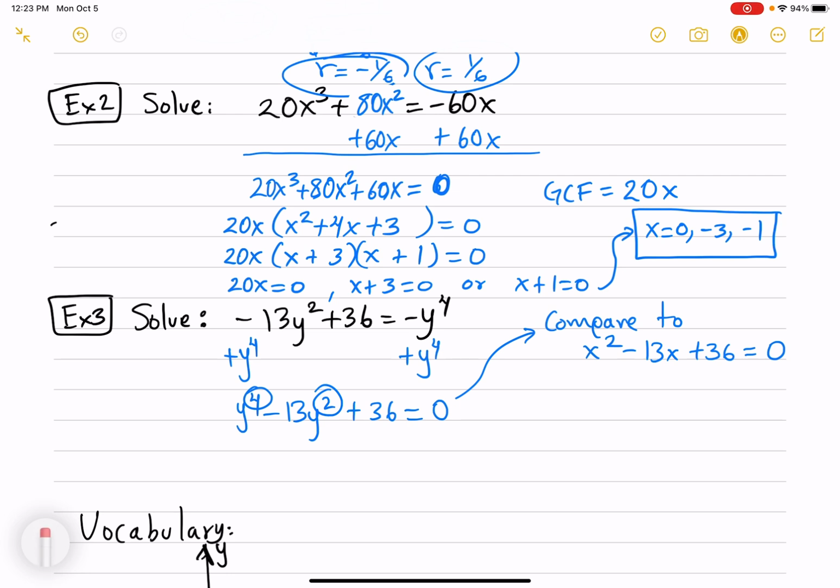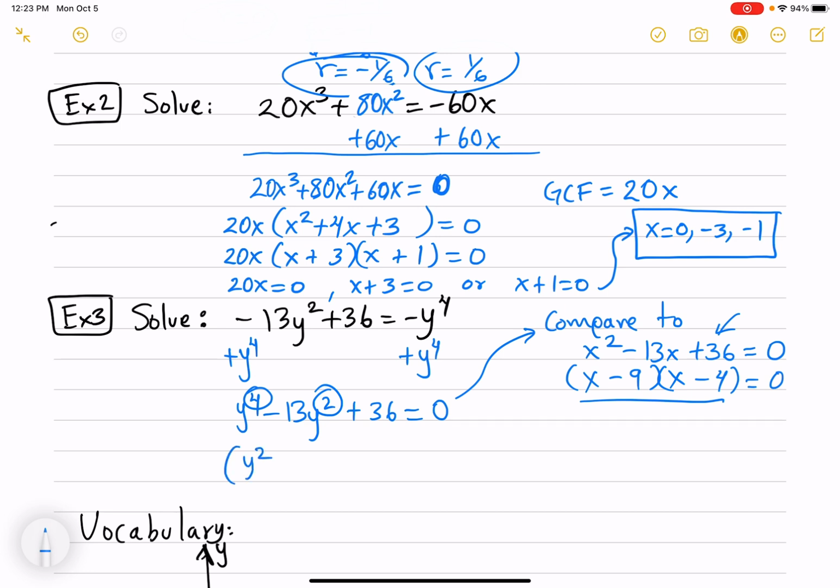So if we think about the answers to this one here, two numbers that multiply to 36 and add up to negative 13 are negative 9 and negative 4. And of course, we need an x. So this is the way we factor this one right here. So the way we factor the one with the y to the fourth would be very similar.